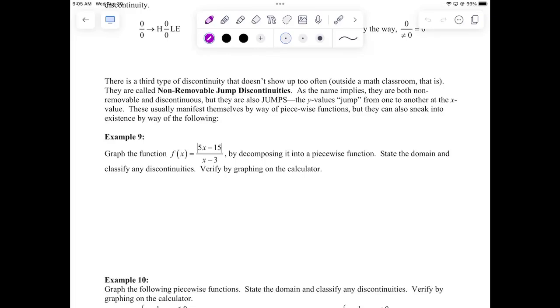So yesterday we learned about two types of discontinuities, right? The holes, which is when you get 0 over 0, and the vertical asymptotes, when you get non-zero over 0. Today we're going to learn the last of the discontinuities for which you're responsible, and it's called a non-removable jump discontinuity. It's a jump discontinuity, okay?